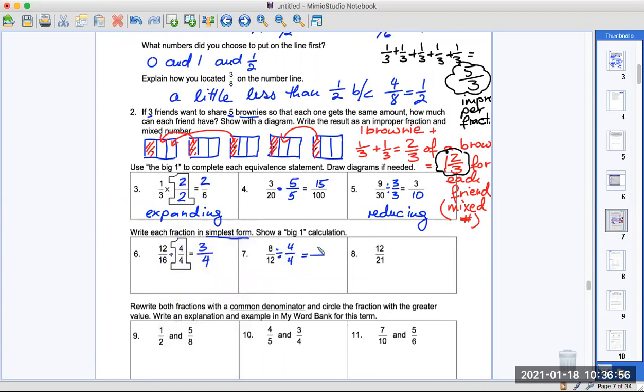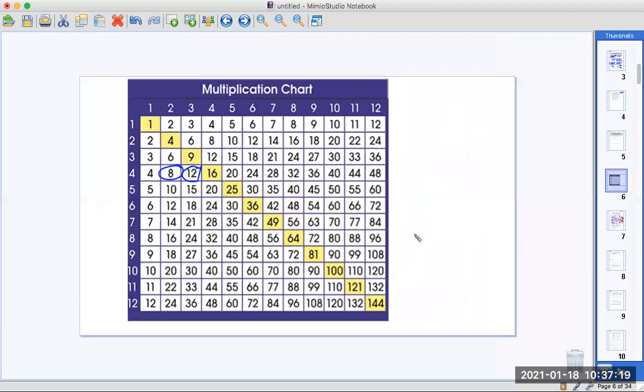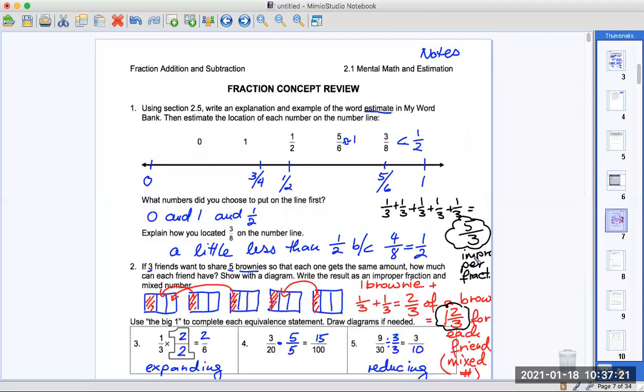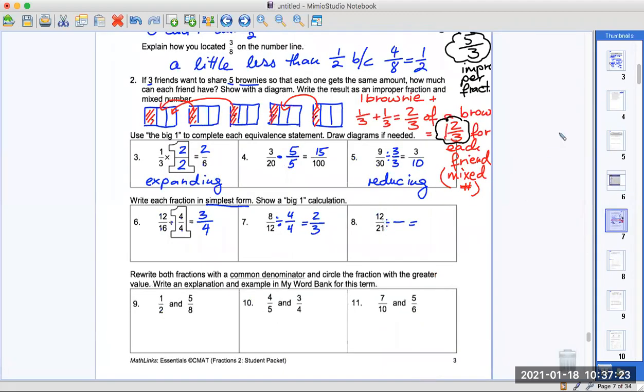8 divided by 4 is 2. 12 divided by 4 is 3. And 2/3 is simplest form. Let's try that again. Unless you have a good number sense and you're really firm in your multiplication, you might see those numbers right away. Oh, yeah, okay, divisible by 3, but you might not. So let's go back to our multiplication chart. We're looking at 12 and 21.